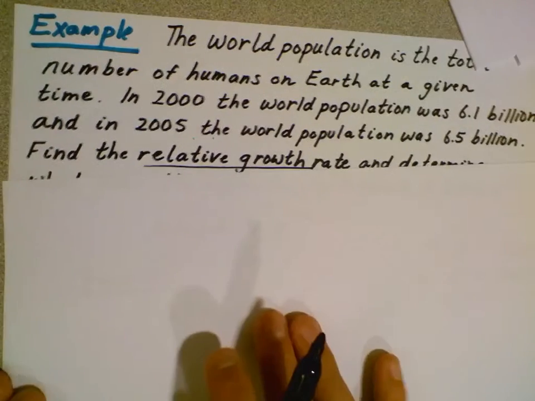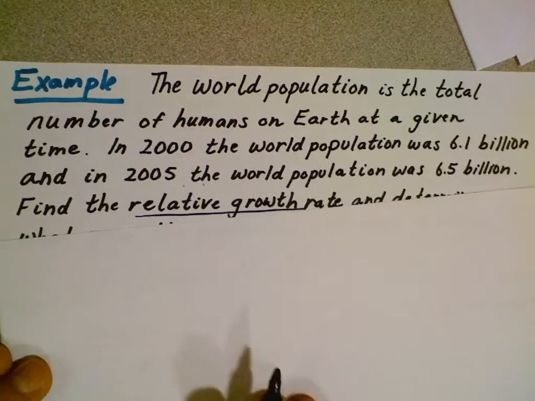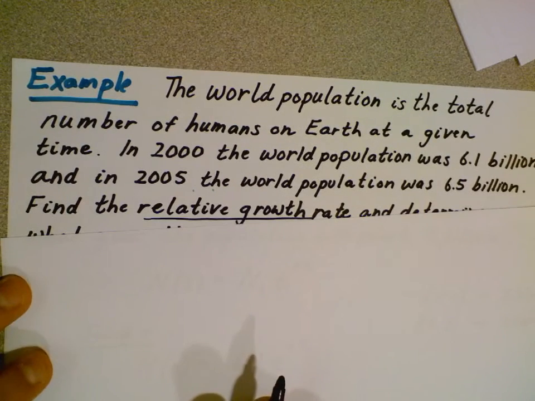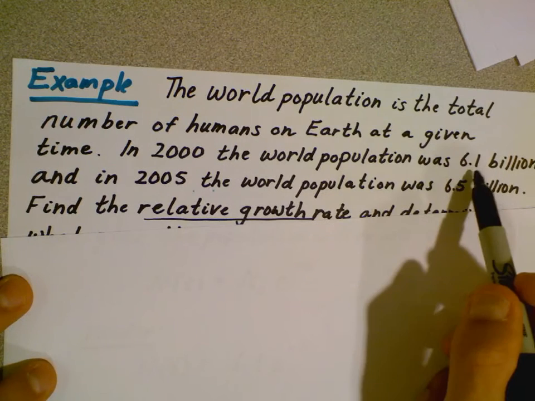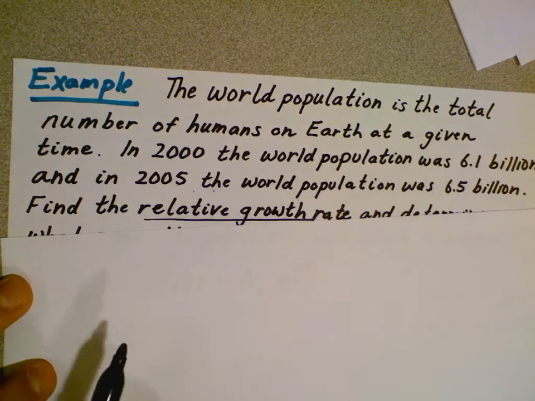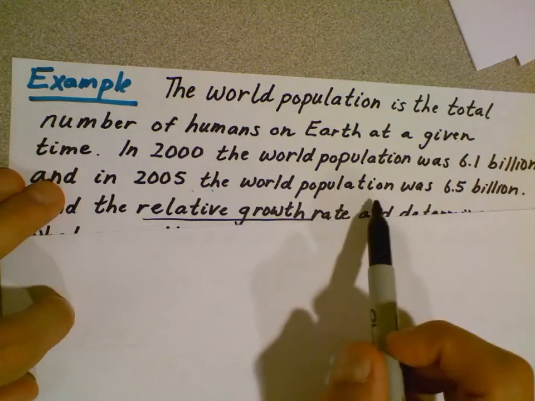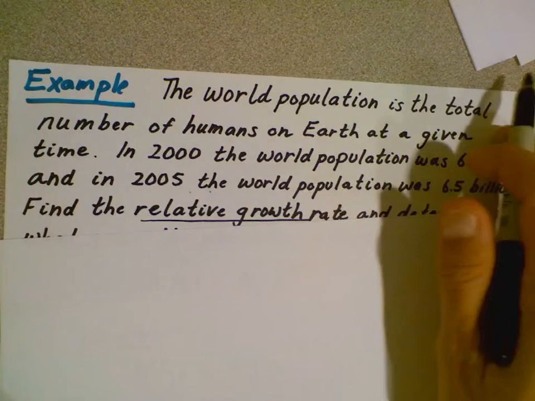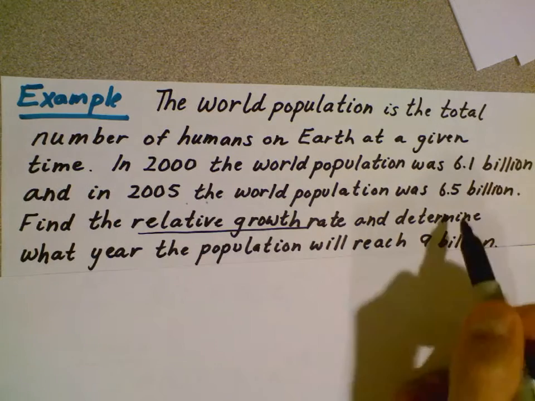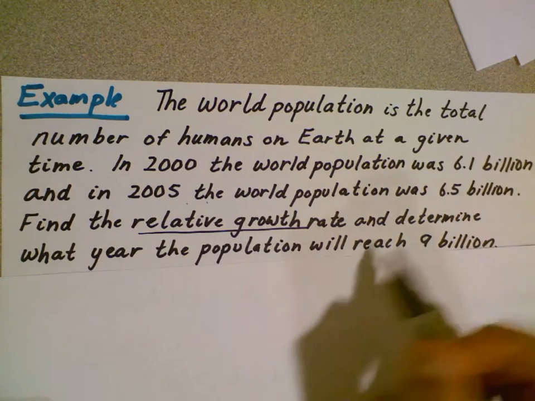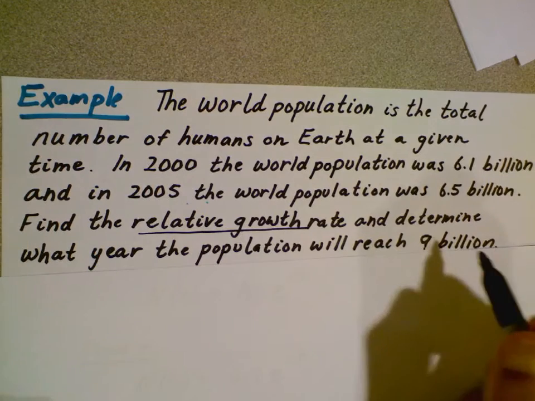Okay, so in our first example, the world population is the total number of humans on Earth at a given time. In 2000, the world population was 6.1 billion, and in 2005, the world population was 6.5 billion. Find the relative growth rate and determine what year the population will reach 9 billion.